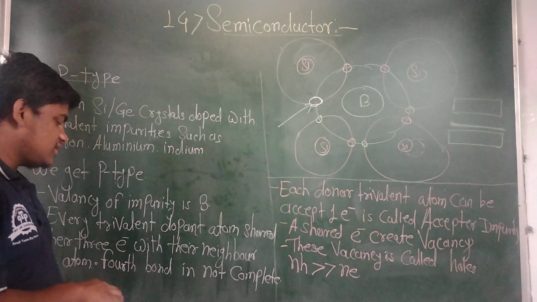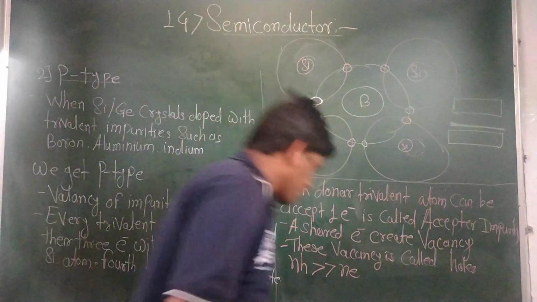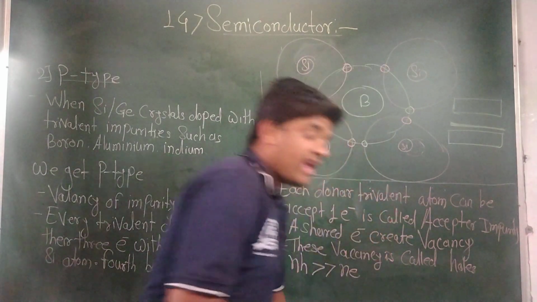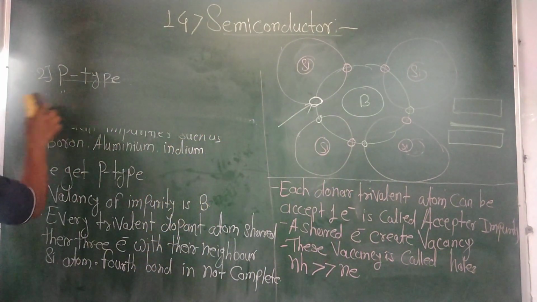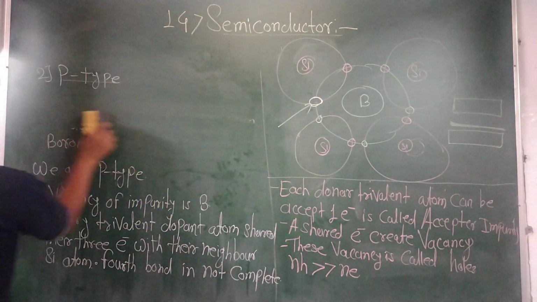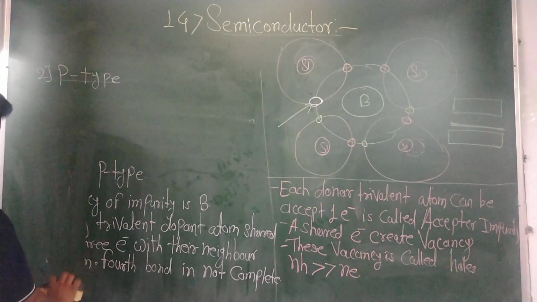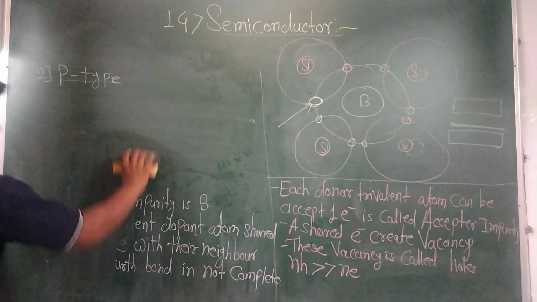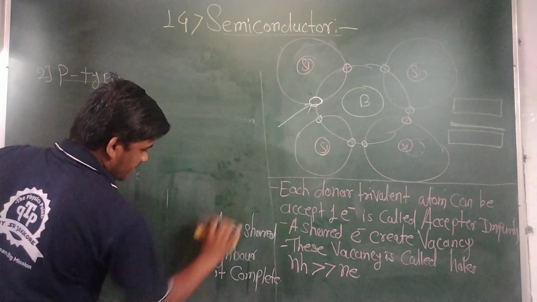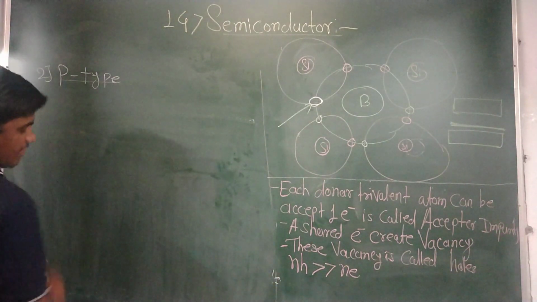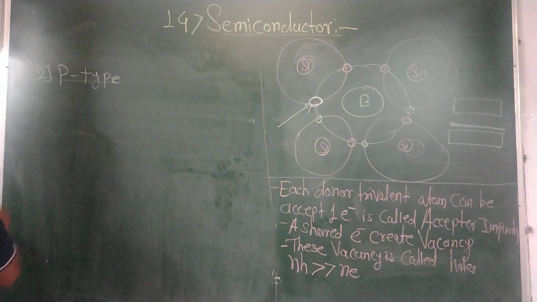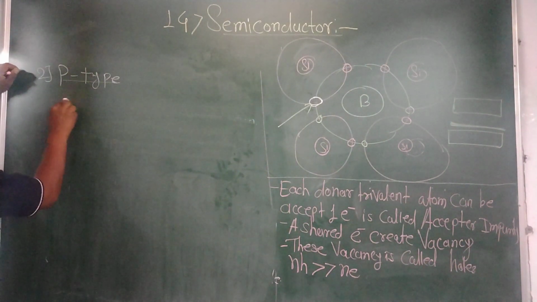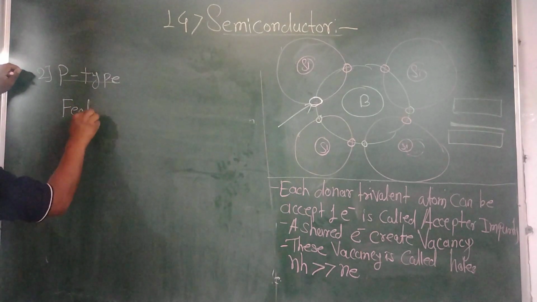Let's discuss some features of the p type of semiconductor, and again compare all the features of the n type and p type of semiconductor, and we finish both types of extrinsic semiconductor here. Let's start the discussion of the features.